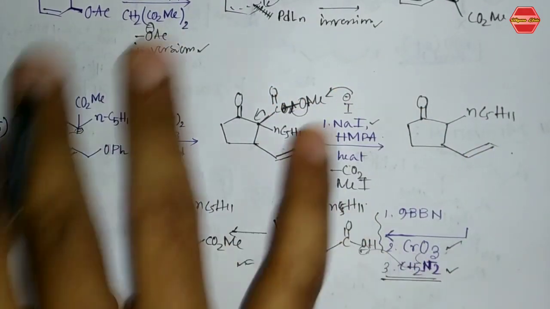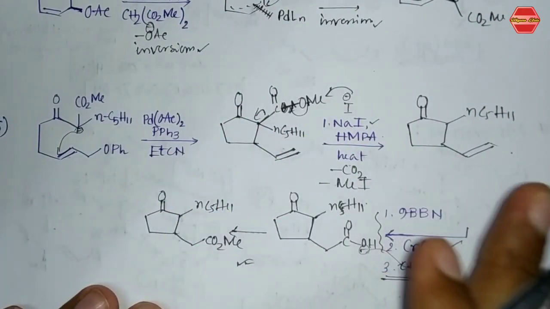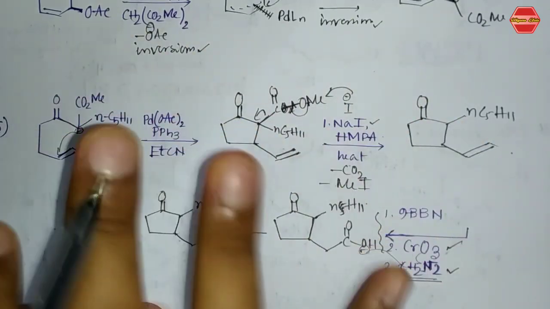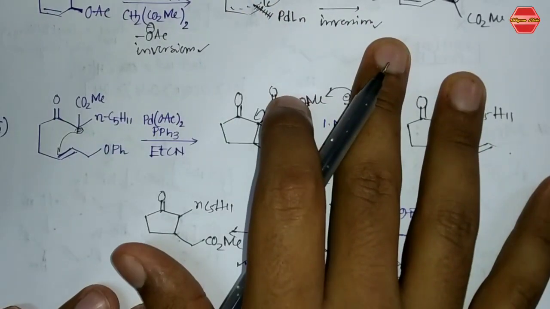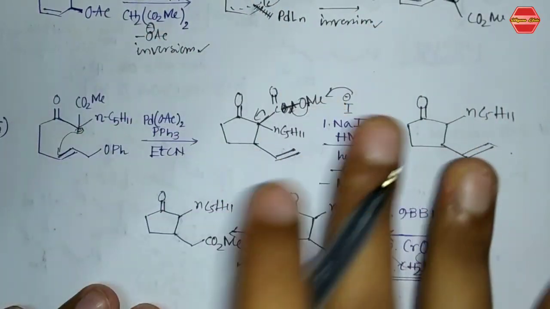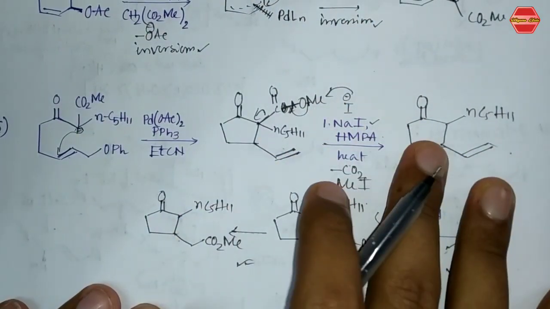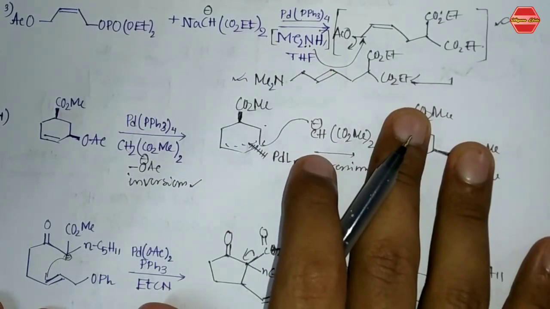So see how simple and how important this reaction was, but the important thing is the double inversion and retention of configuration, that is what is quite important, because this reaction is regioselective and stereoselective as well. So I hope I have covered all those topics related to the Tsuji-Trost reaction.